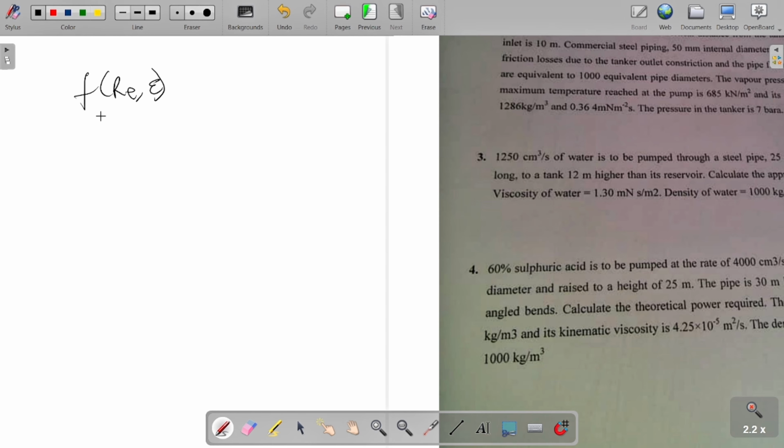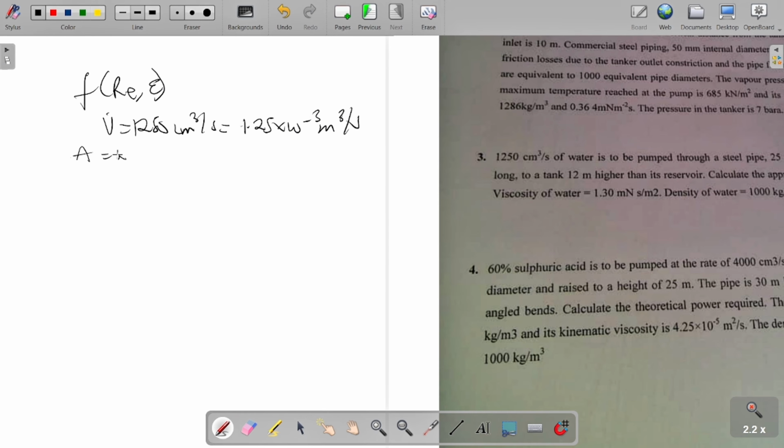So over here, they give us the volumetric flow rate, which is 1250 centimeter cube per second. Converting it to meter cube per second, we get 1.25 times 10 to the power minus 3 meter cube per second. From the volumetric flow rate, you can find the velocity, since we need velocity to calculate the Reynolds number. So we have to find the area first.